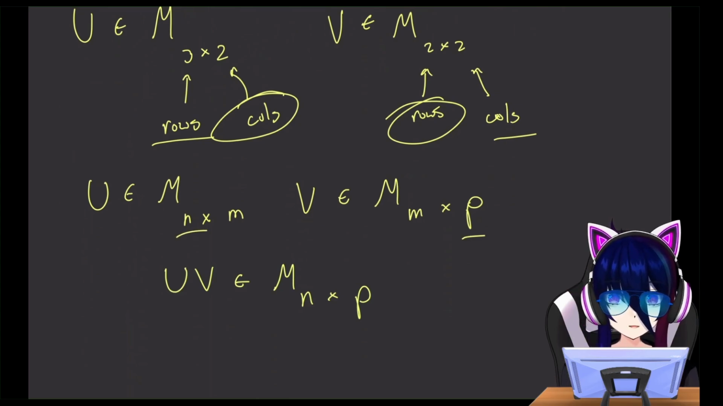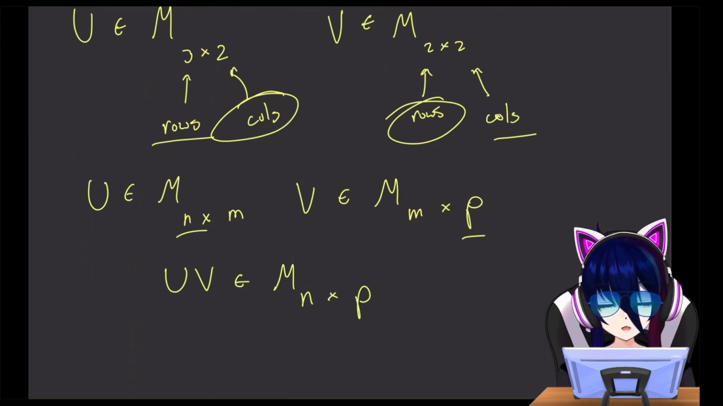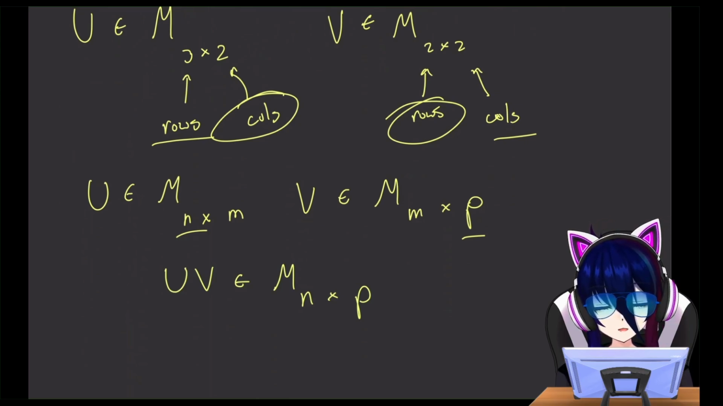Alright, doesn't seem so bad. So if that's the case also, that means that n and p can be any numbers. The only ones that have to match are m and m.